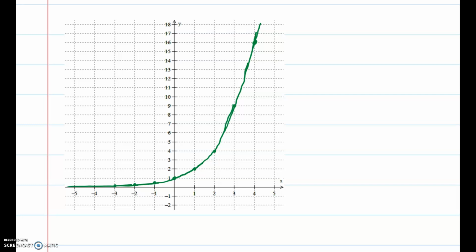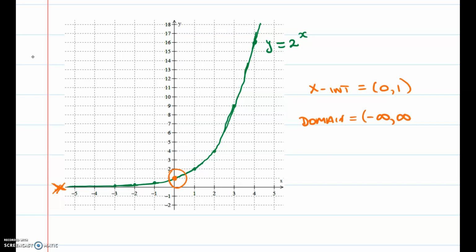So there's the graph. That's the graph of y equals 2 to the x. Okay, there's a couple of things to notice about it. I know this video's gone on a little bit. One is this point here. This is the y-intercept. Okay, so the intercept is 0, 1. The other thing is the domain. It starts all the way out here, right at the beginning of the graph, and it keeps going to the right. So the domain is from -infinity to infinity.